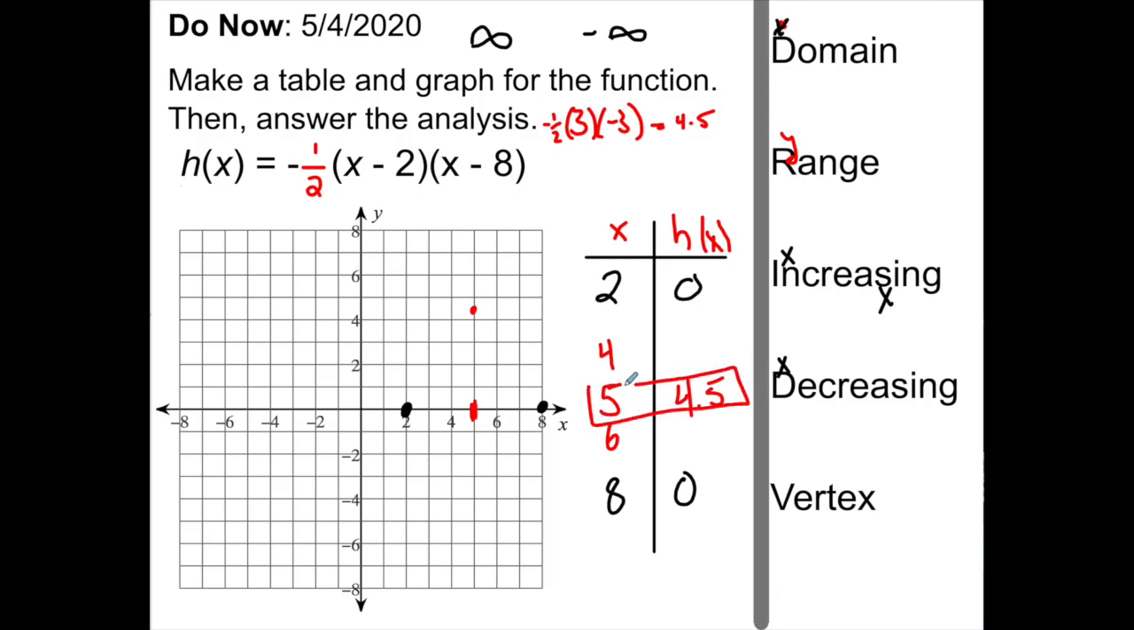So all I got to do is plug one in, and I'll just do 6. 6 minus 2 is 4, because 6 is 4 more than 2. And then 6 minus 8 is negative 2, because 6 is 2 less than 8. And then I've got negative 1/2. So I've got 4 times negative 2, which is negative 8, times negative 1/2, which is positive 4. So 4 goes with 4, and 6 has to also go with 4.